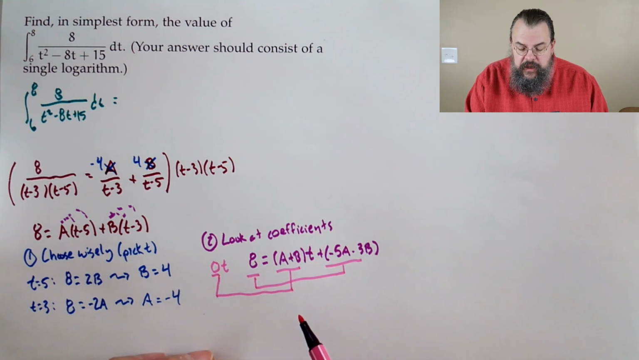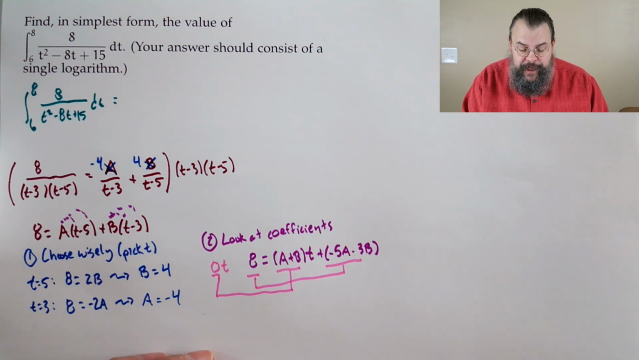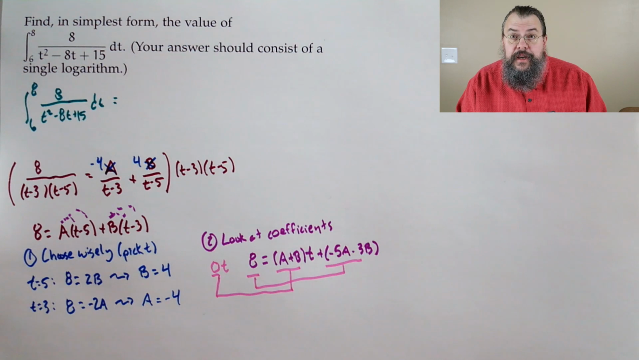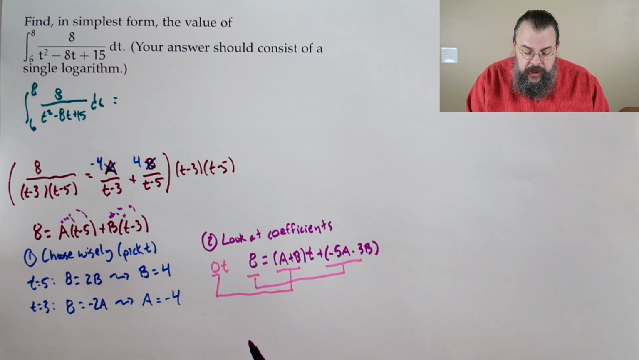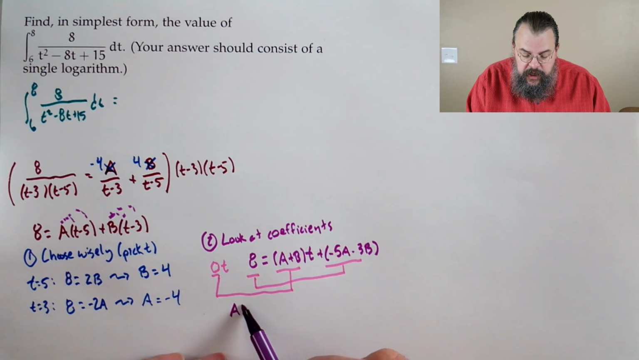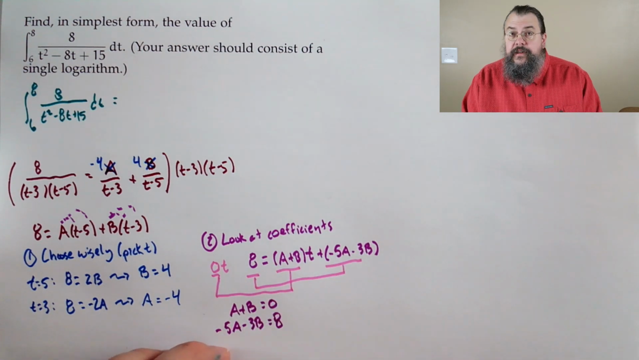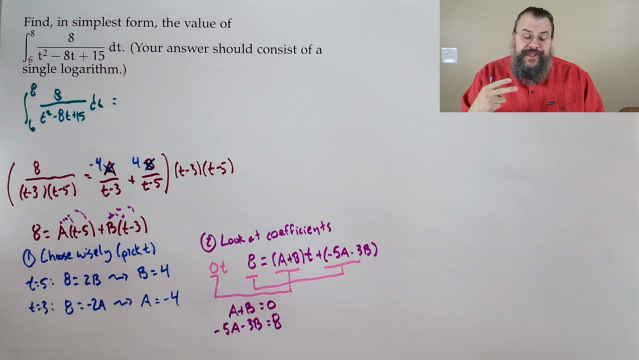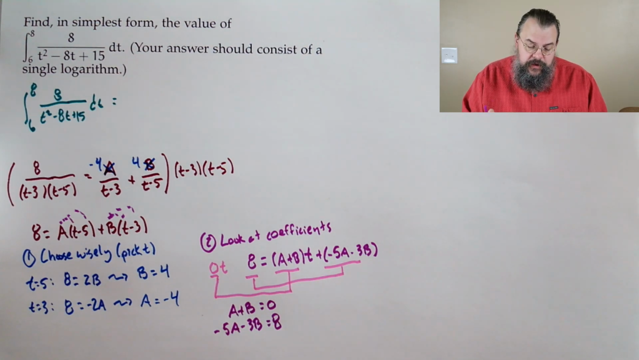So, all right. So we come to the conclusion that we have really two nice facts about a and b. So we get that a plus b has to equal 0, so the coefficient of t. And on the other hand, we get that minus 5a minus 3b has to equal 8, our constant. Now we have two equations and two unknowns, and we're like, okay, now we can solve. So we can do all sorts of things.